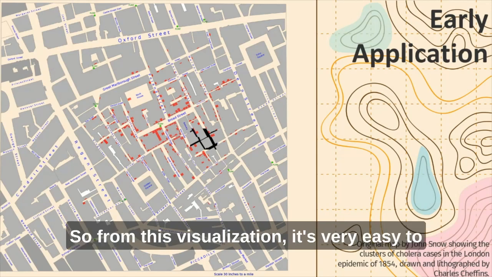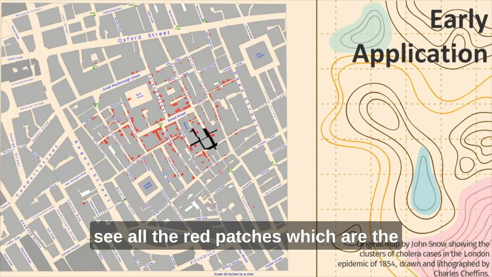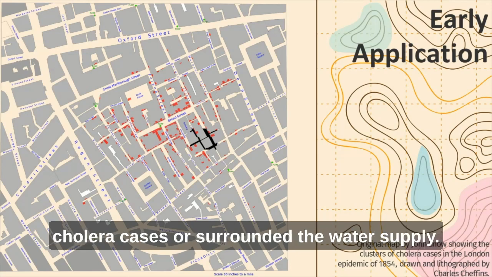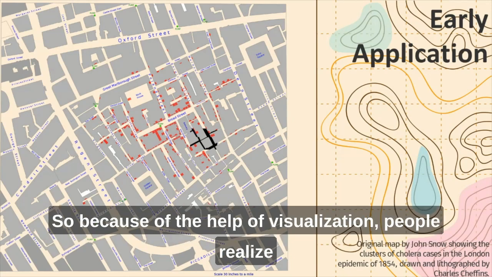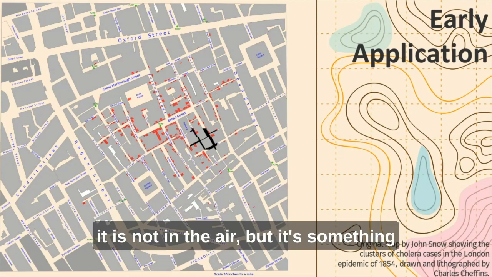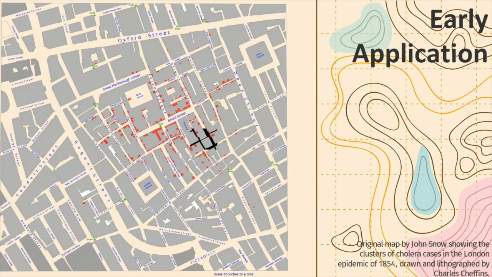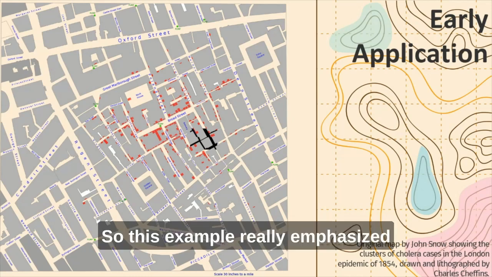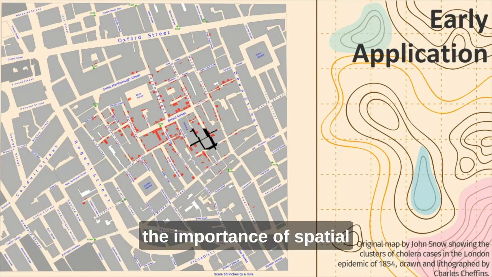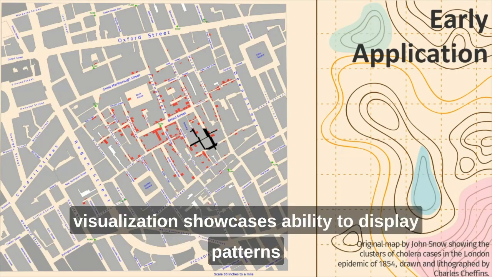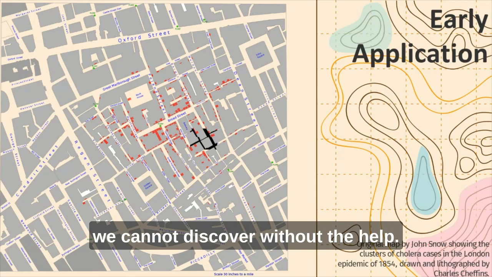So from this visualization, it's very easy to see that all the red patches, which are the cholera cases, surround the water supply. Because of this, with the help of visualization, people realized it is not in the air, but something in the water that is associated with the disease. So this example really emphasizes the importance of spatial visualization and showcases the ability to display patterns we cannot discover without the help.